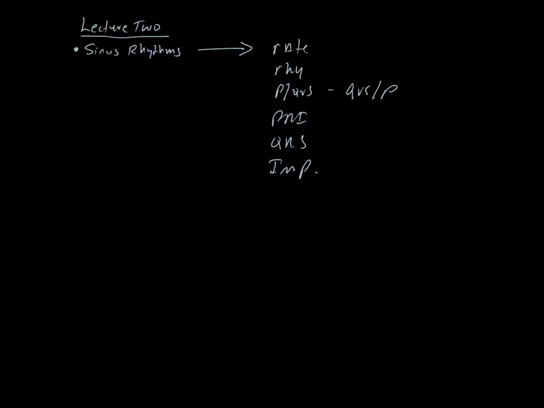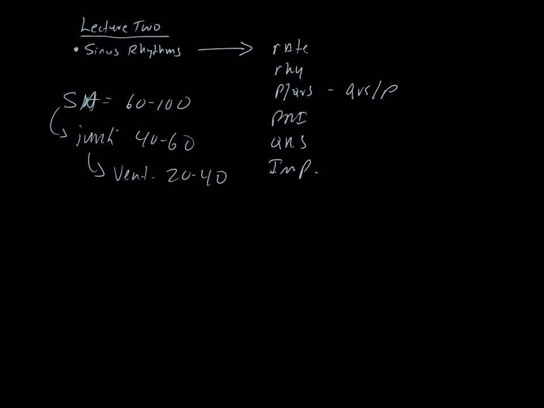What is the preset automaticity of the SA node? 60 to 100. Good. If the SA node were to fail, the junction could take over at a good 40 to 60. If the junction were to fail, you could have the ventricles take over as a pacemaker. Good, 20 to 40. All right, good deal.